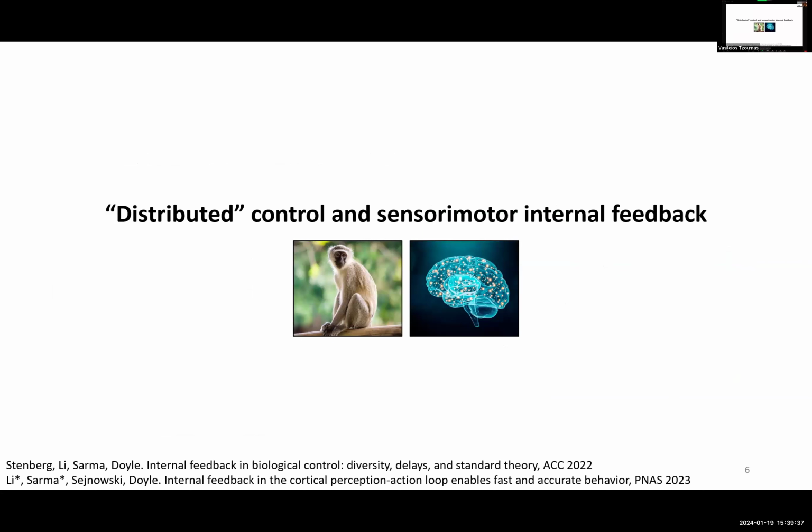To that end, I'm going to be talking about two projects today. One is distributed control and sensorimotor internal feedback. This is based on ACC work from 2022 and a more recent PNAS work. PNAS is the neuro-facing one and ACC is the controls-facing one. I put distributed in quotes because while I won't be using true distributed control, we'll be using some of the ideas from distributed control to help us make our model. Okay.